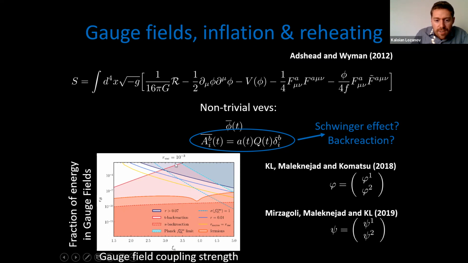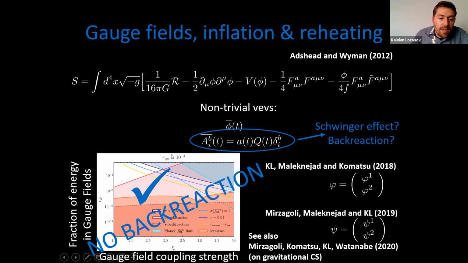The magenta line and the area underneath is for back reaction due to the gauge field perturbations. The orange line and the area underneath is for back reaction due to the Dirac particles. And the dark red dashed line and the area underneath is for back reaction due to the Higgs on the gauge field background. So as you can see, the Schwinger effect is not a threat for the chromonatural setup. It doesn't lead to back reaction in the observationally and theoretically allowed regions in parameter space, which is great news for the chromonatural community.